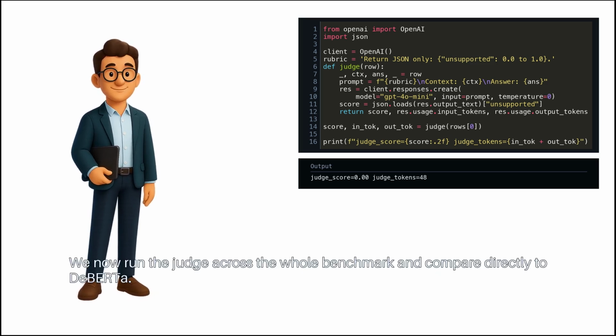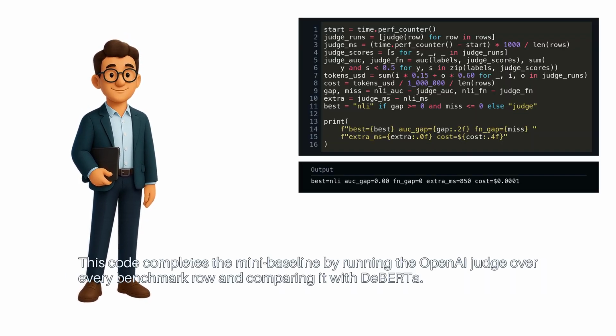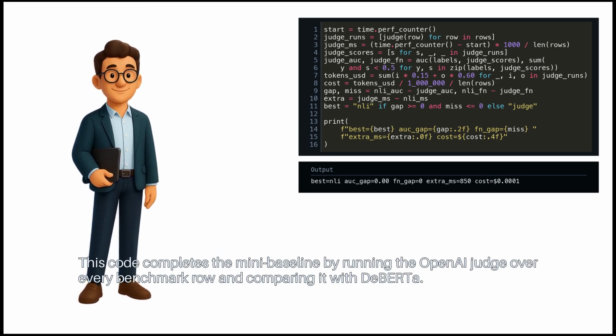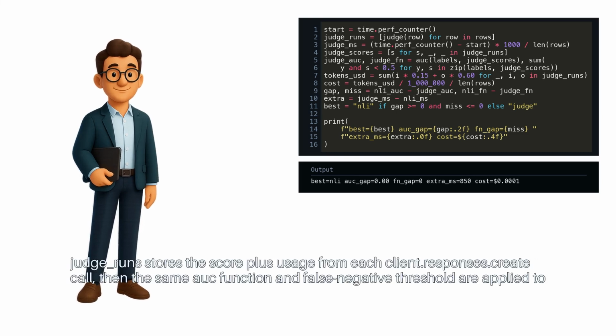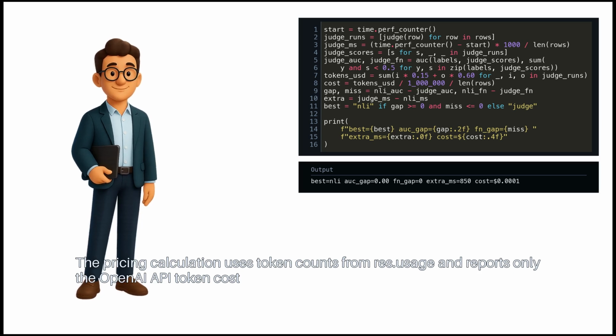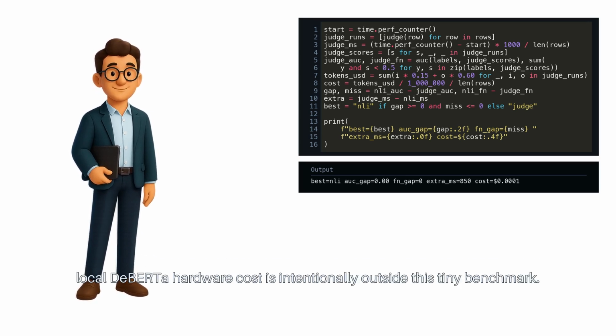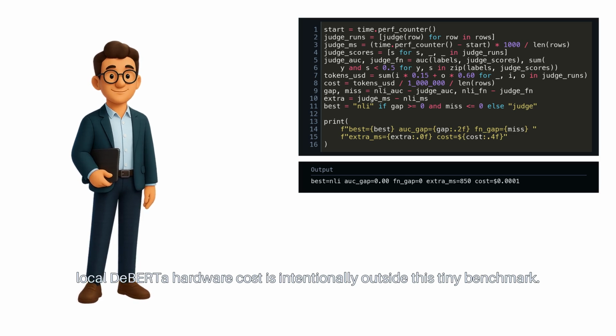We now run the judge across the whole benchmark and compare directly to DeBERTa. This code completes the mini baseline by running the OpenAI judge over every benchmark row and comparing it with DeBERTa. Judge runs stores the score plus usage from each client.responses.create call. Then the same AUC function and false negative threshold are applied to judge scores. The pricing calculation uses token counts from res.usage and reports only the OpenAI API token cost. Local DeBERTa hardware cost is intentionally outside this tiny benchmark.